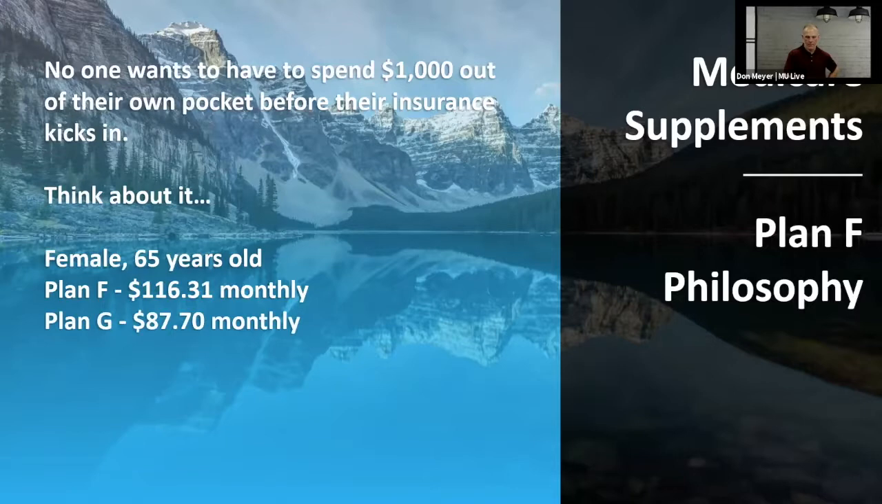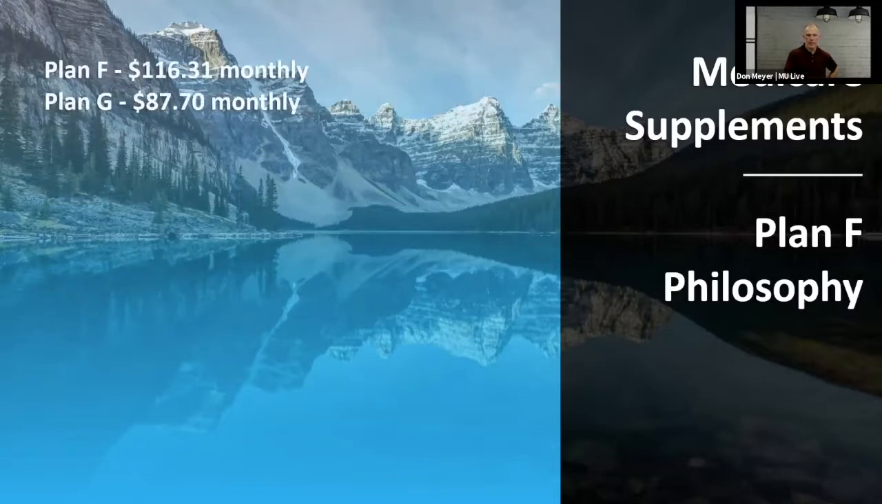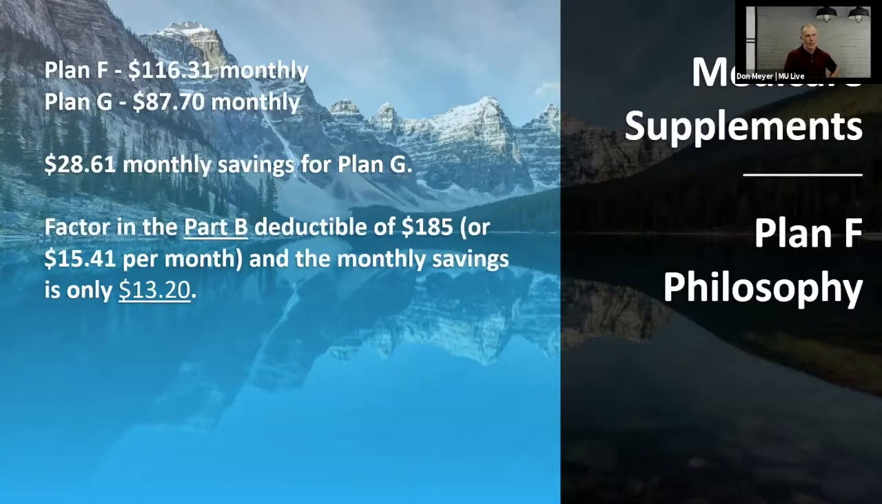So think about it. You've got a female, 65 years old, and she's on Plan F, which is $116 a month, and she'd get Plan G for $87. So she's got a $28 a month savings. You're like, hey, that's pretty substantial. Well, then you have to factor in the Part B deductible. So take $185 divided by 12, and you've got $15.41 that you know they're going to go to the doctor at least once and meet that deductible. So the monthly savings is only $13.20 in this particular example.